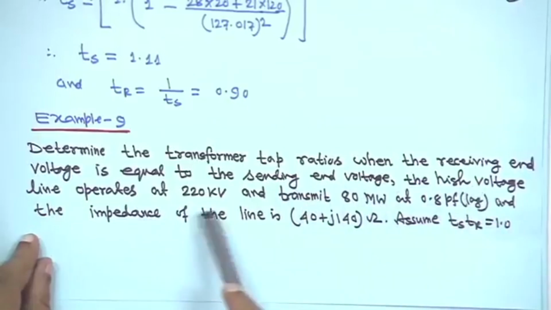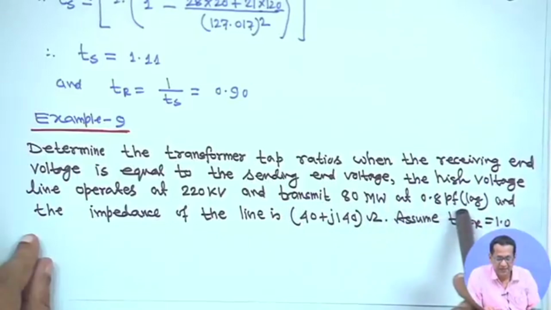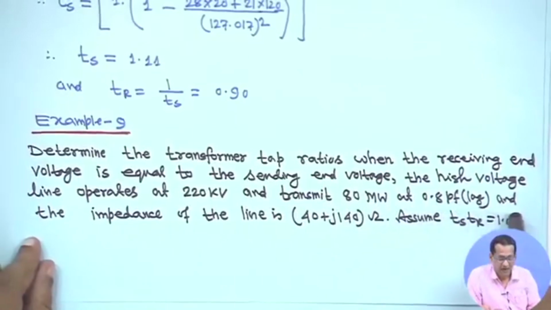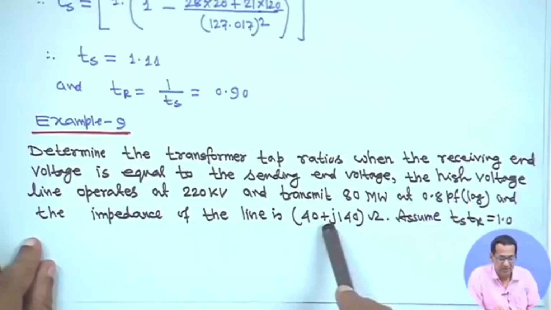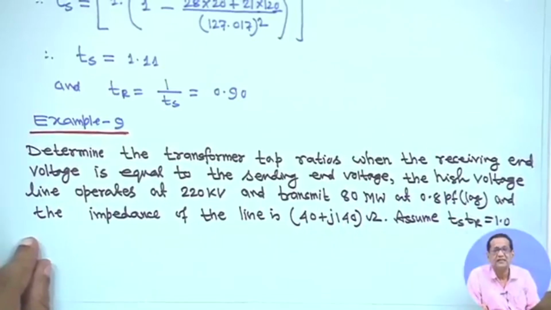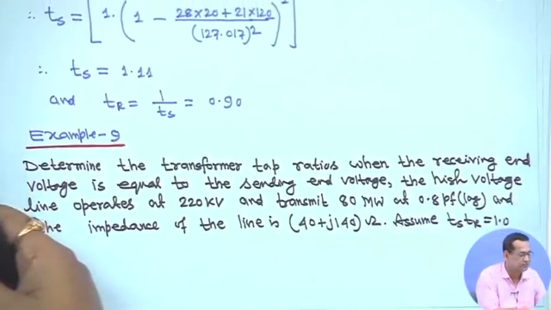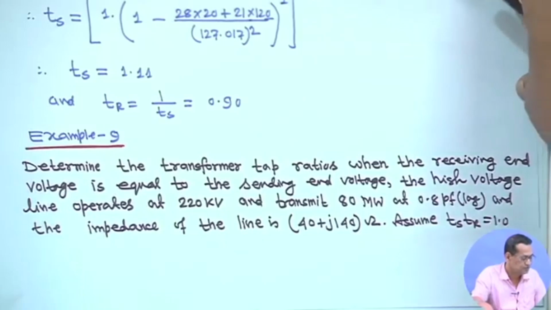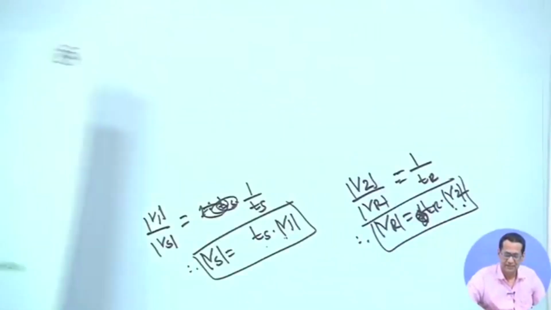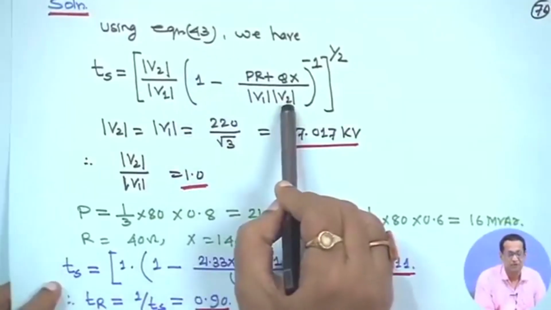The high voltage line operates at 220 kV and transmits 80 megawatt at 0.8 power factor lag, and the impedance of the line is 40 plus j140 ohm. Assume Ts Tr is equal to 1. Even if it is not mentioned, you have to assume that Ts into Tr is equal to 1. Here I have just taken an almost similar type of example, so using equation 43, this is the formula.